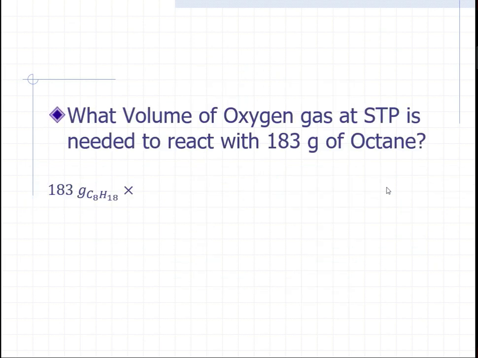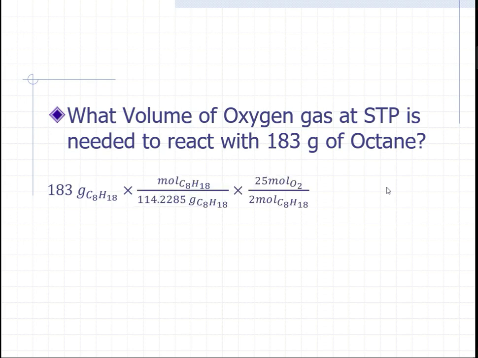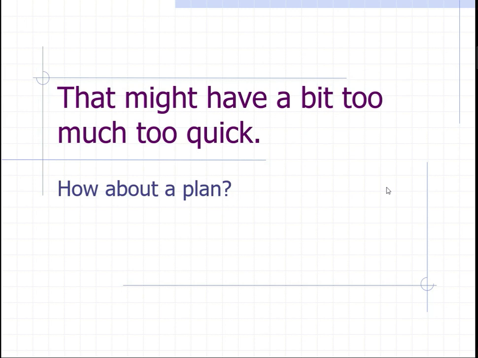So in our example, we said, what's the volume of oxygen gas that is made at STP when you react 183 grams of octane? So we took the octane, we changed it to moles. We took the moles, we changed it to moles of oxygen. We took the moles of oxygen and changed it to liters. And voila, we got 448 liters of oxygen. Now, that may have been a little bit too quick.